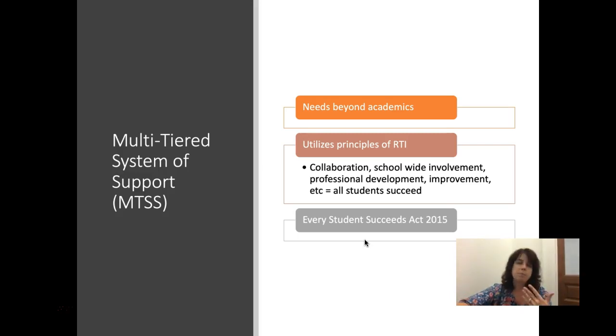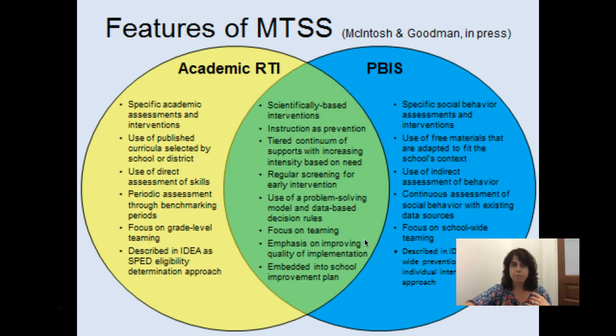Multi-tiered system of support, MTSS, is going to utilize those same principles of RTI: collaboration, school-wide involvement, really figuring out what we should try with this particular student, what interventions, in order to see whether or not they can be successful in the general education classroom. MTSS is going to look beyond academics in order to do that as well.